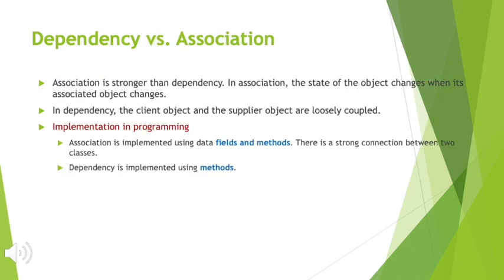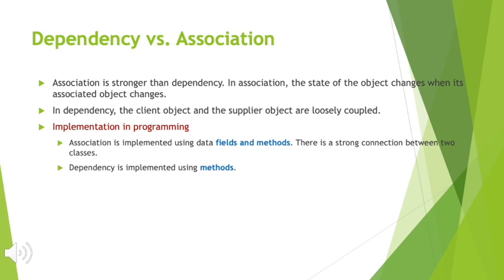So the dependency versus association. Normally association is stronger than dependency. And also in association, the state of the object changes when the associated object changes. So that means if you change the object, the association relationship of the object also changes. In dependency, the client object and the supplier object are loosely coupled. They don't really depend on each other.